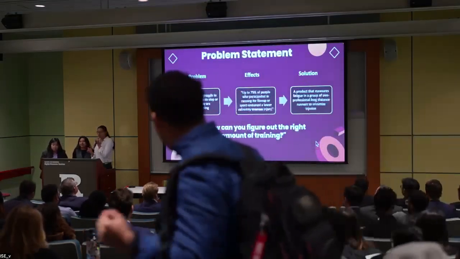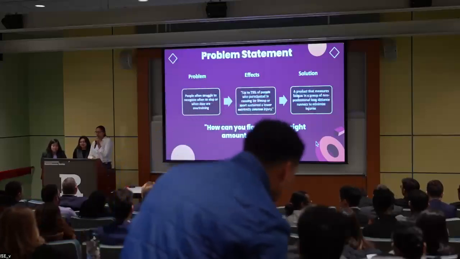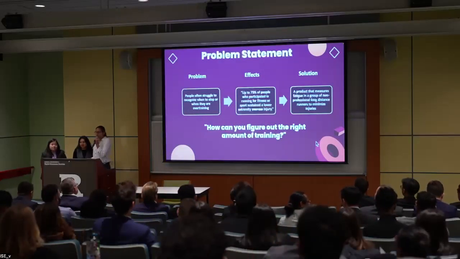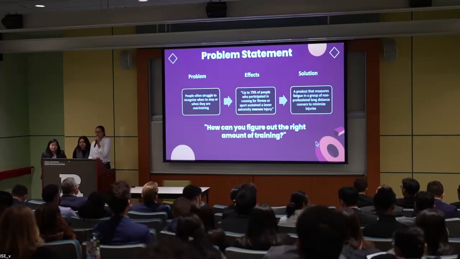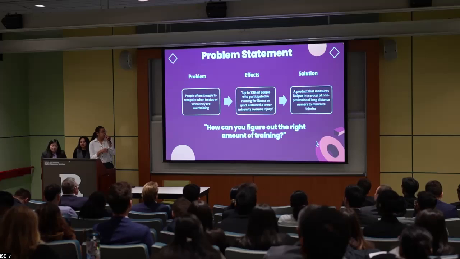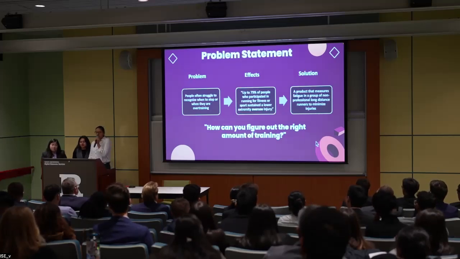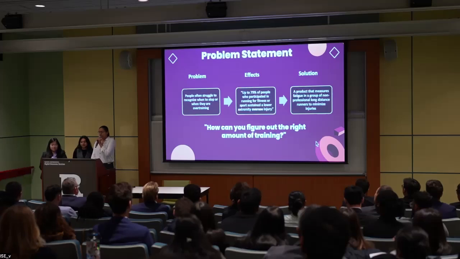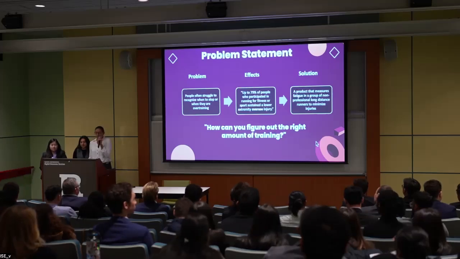So we found a problem that people often struggle to recognize when to stop or when they're overtraining. This causes up to 79% of people who run for fitness to sustain extremity overuse injury. So we found a solution, a product that measures fatigue in long-distance runners to minimize injuries. So the question we want to answer is, how can you figure out the right amount of training?